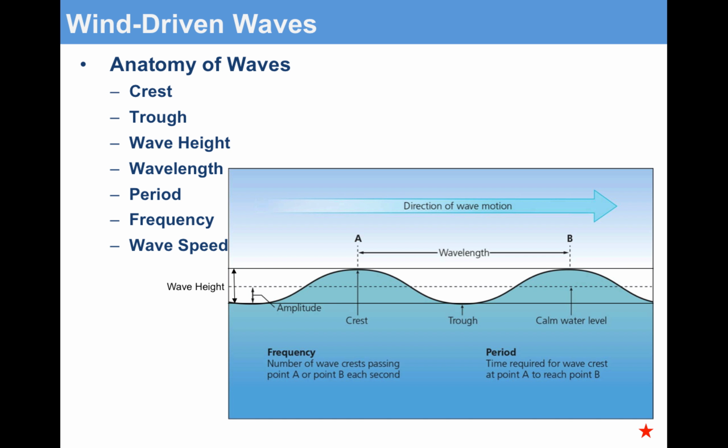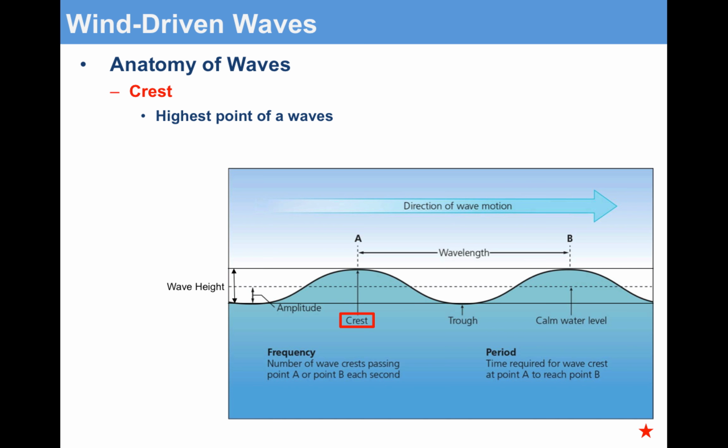frequency, and wave speed. The period is the time required for a wave crest at A, right there, to reach B. So it's a timing thing. Frequency is the number of times these crests pass each second. It's fairly similar to understanding earthquakes, which should make sense because these are both waves. They're in a different medium: earthquake waves are just a release of energy, and this is water, but they work the exact same way.